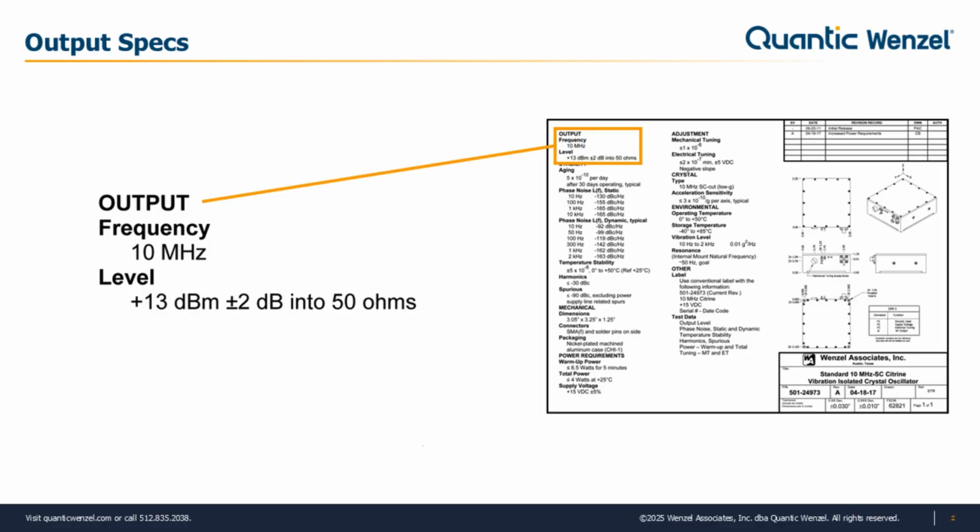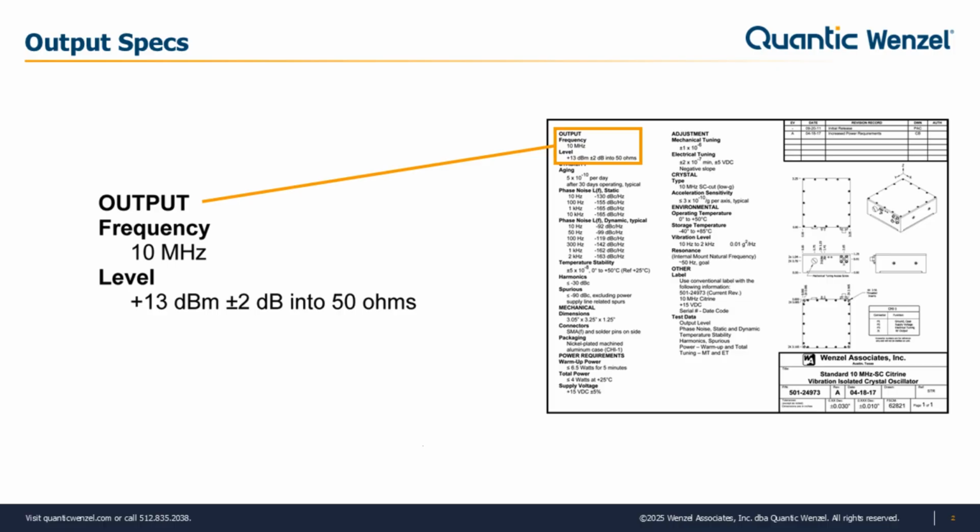From the title block, we learned that the signal source provides a 10 MHz fundamental output frequency, incorporates a 10 MHz stress-compensated crystal, is from the Citrine product line, and incorporates technology to lessen the effects of environmental vibration. The model number and revision level can be seen below the title.